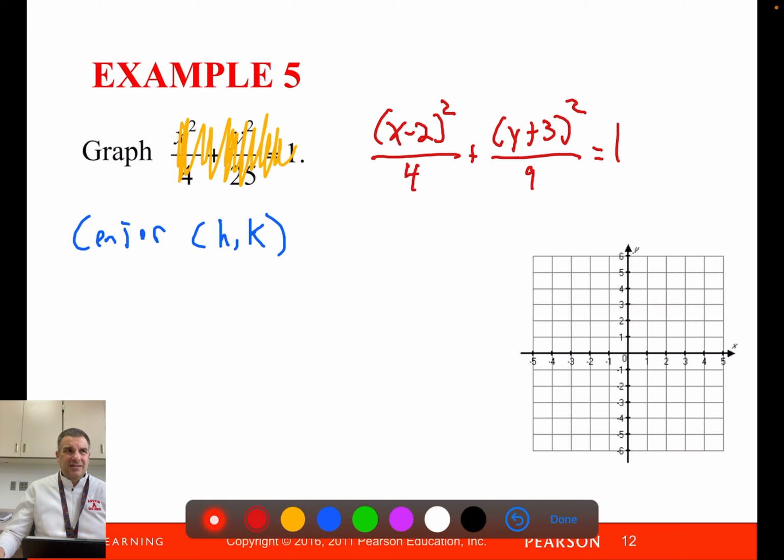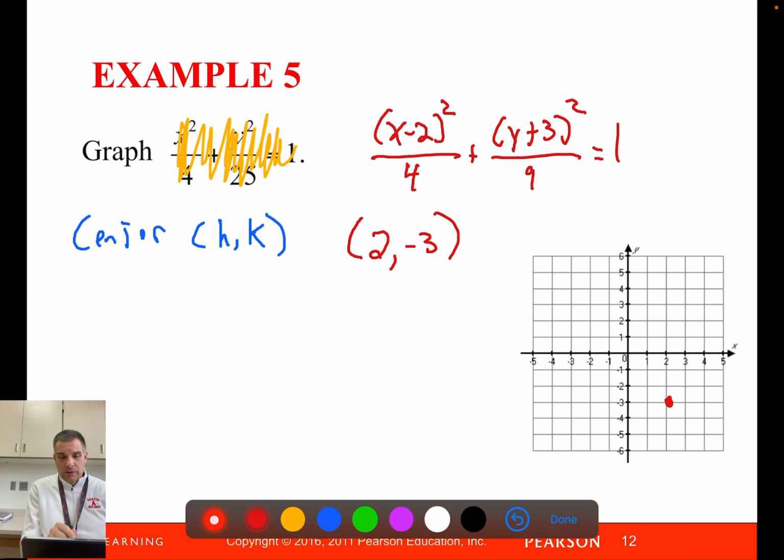We're going to find the center. The center is now moved off of the origin, so it's the opposite of what we see. So our center for this is going to be 2, negative 3. Because remember, it's x minus h and y minus k, so it's the opposite of what we see. So I'm going to put a dot at 2, negative 3, which is right there.